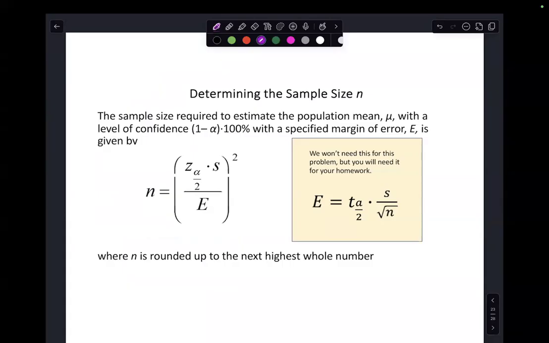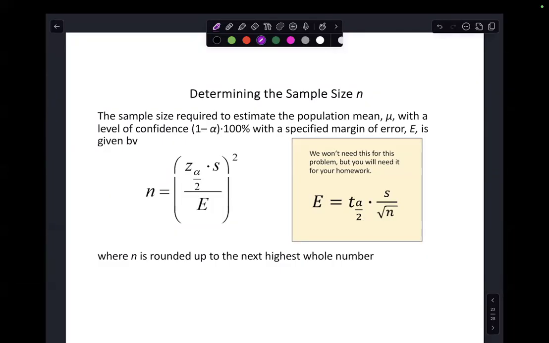We don't need that. But the issue is our t values are dependent on sample size, right? In order to find the t-value, we need to know the sample size, but we don't know the sample size. So here we're just going to use a z-score because our z-scores are not dependent on sample size. So we'll do exactly like we did in 9.1, and we'll divide the tails in half, and then we'll find the z-score that goes with it, and we will use that to find our sample size. So this is the z-score times the standard deviation divided by margin of error, and then you square the whole thing. That will give you your sample size.